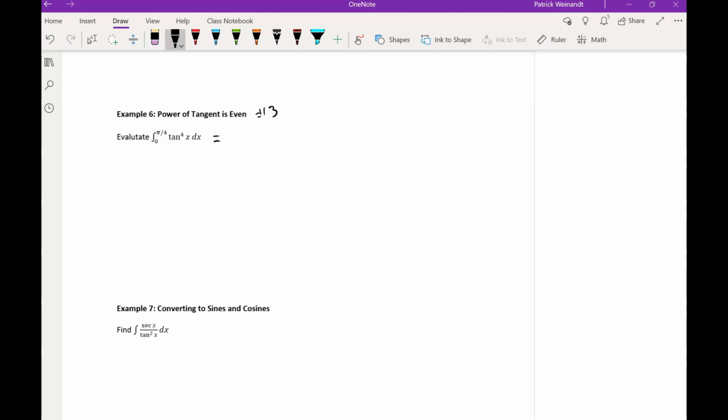So this is the same as the integral from 0 to pi over 4 of, well, if I want a tangent squared factor, I'd be left with tangent squared of x times tangent squared of x dx, but I really only want one of these initially, and then convert one of those using a Pythagorean identity. So this is the same as the integral 0 to pi over 4 of tangent squared of x times, well, the Pythagorean identity tells us tangent squared is the same as secant squared of x minus 1 dx.